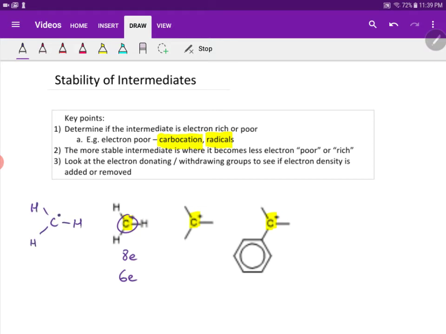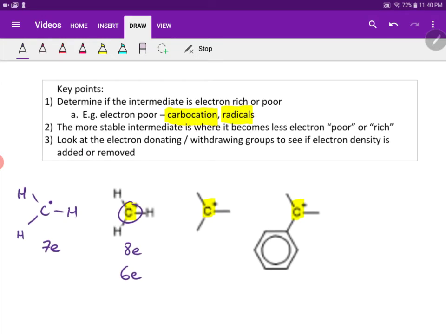Now it has 7 electrons, even though it needs 8. So it is electron poor. What we want to see is that if it's electron poor, we want to make sure that it becomes less poor to stabilize it. And if something takes away electrons and makes it more electron poor, it destabilizes it. So let's take a look at this example here.